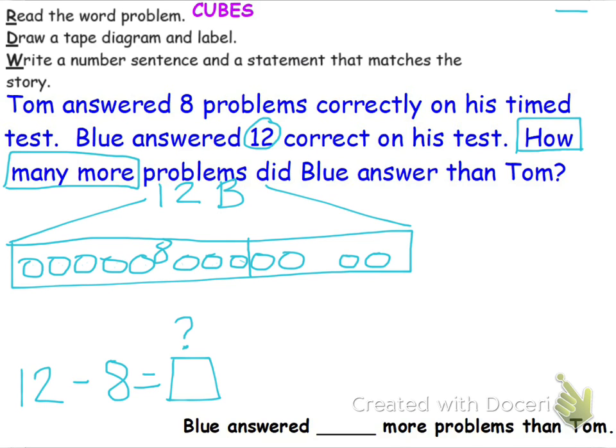And then I know this is the 8 that Tom solved, so I'm going to put a T for Tom. Now, this is our mystery. We don't know how many more Blue answered than Tom, but this is just how many more. Or I could have put a D for difference as well. But now we can look at this. How many is it in the box? 1, 2, 3, 4. It is 4. I'm having to write kind of small. So that means that 12 minus 8 equals 4. So Blue answered 4 more problems than Tom.